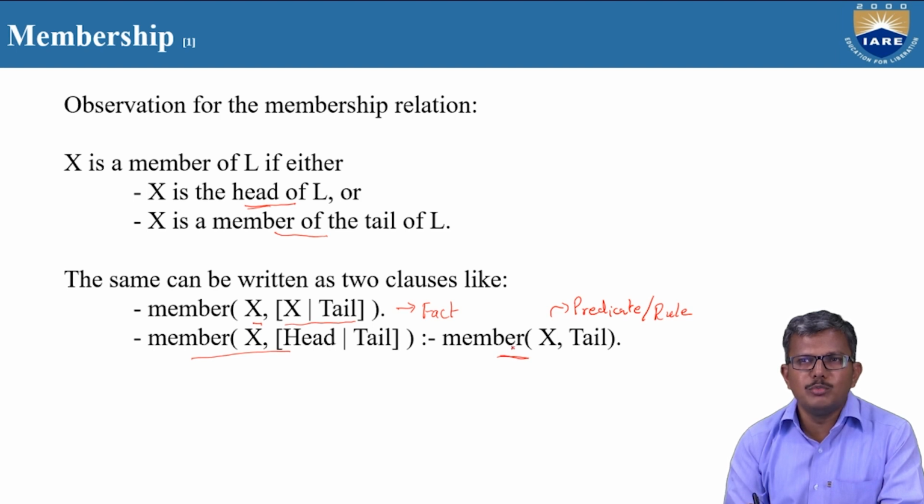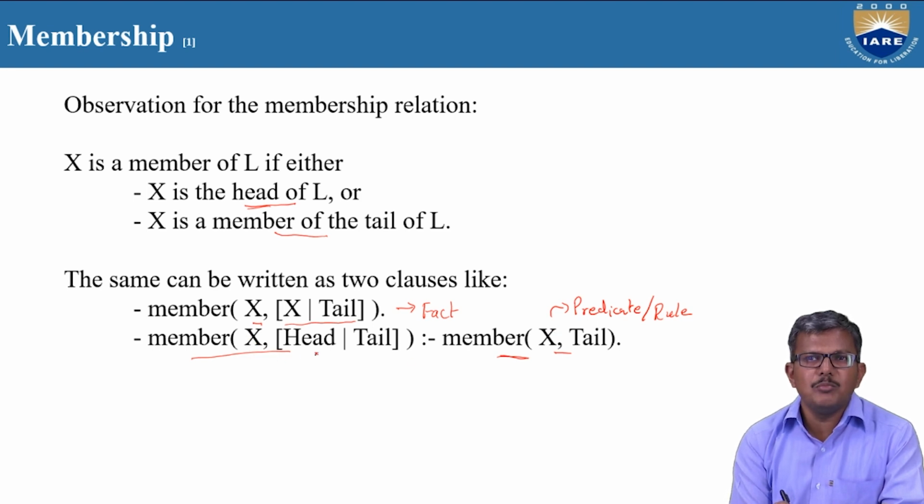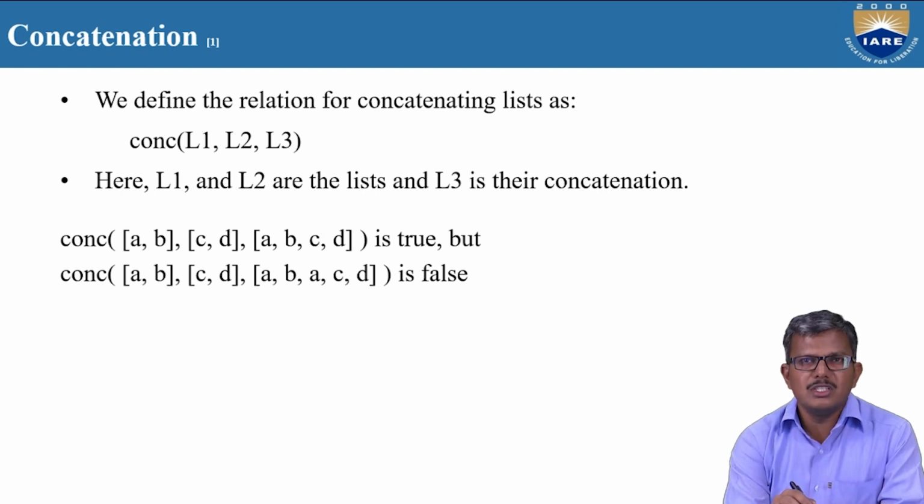Means if you are able to prove that X is the head of the list, then automatically we can prove that X is a member of this list. Okay, so that is how we need to understand it. We will now see the second operation. What is that? Concatenation of the list.